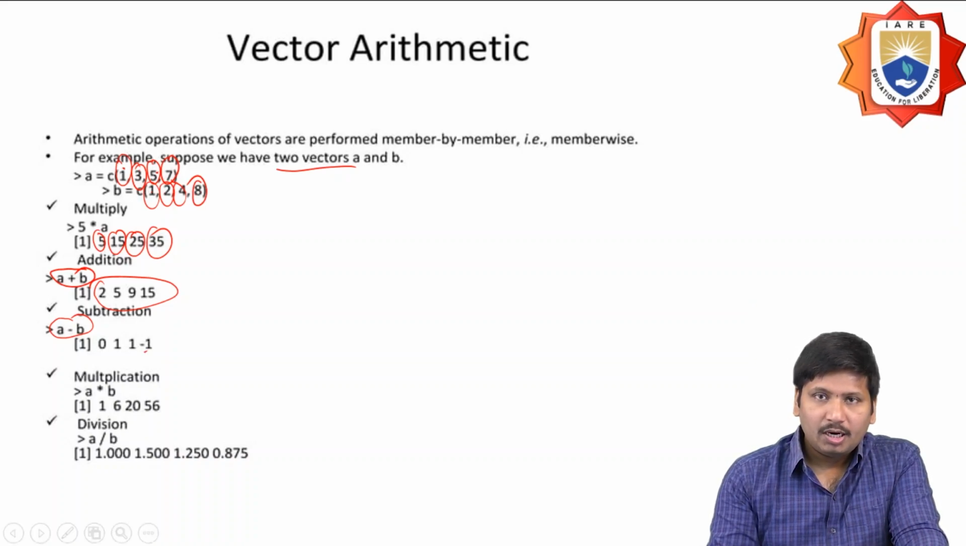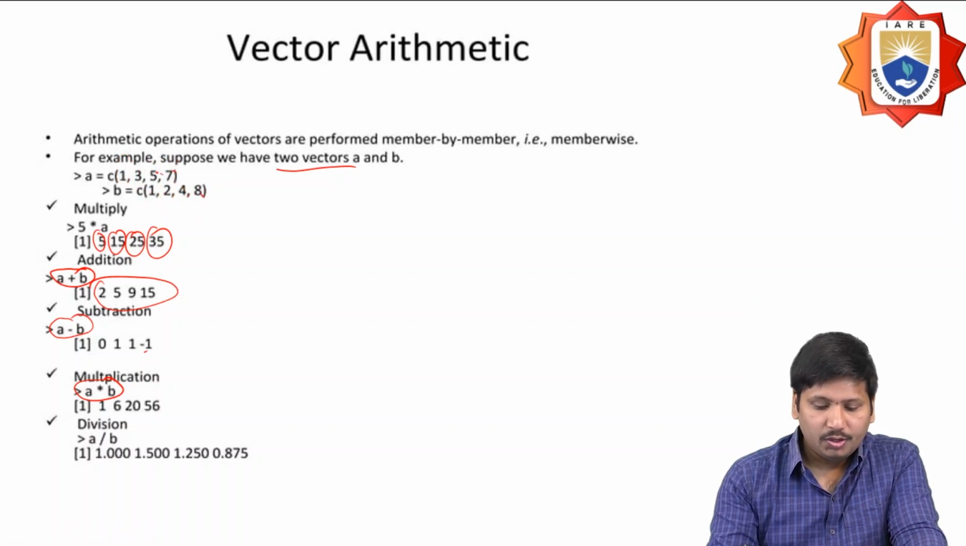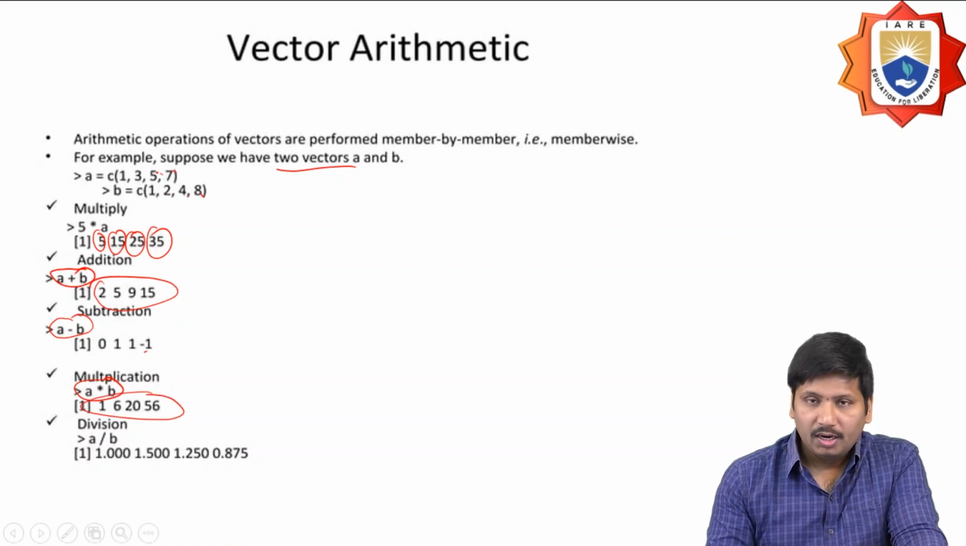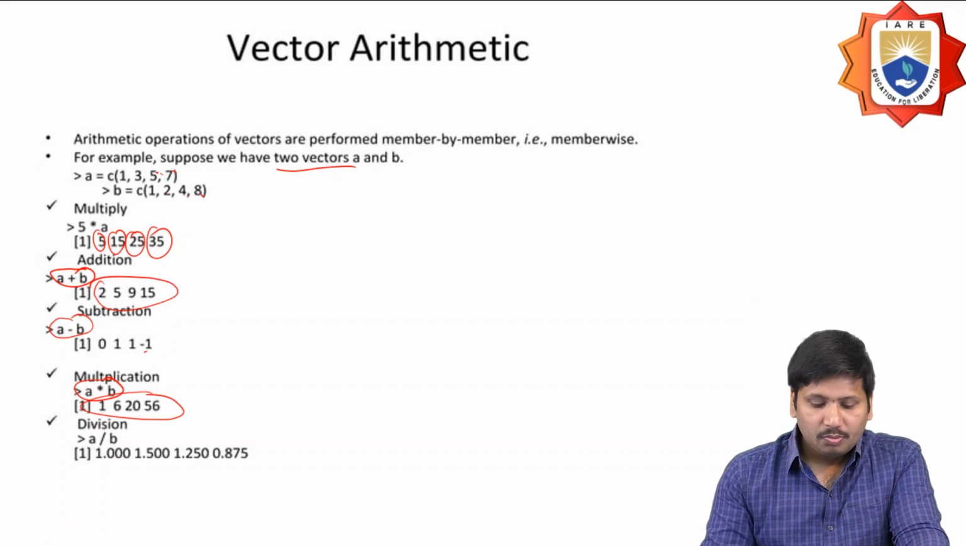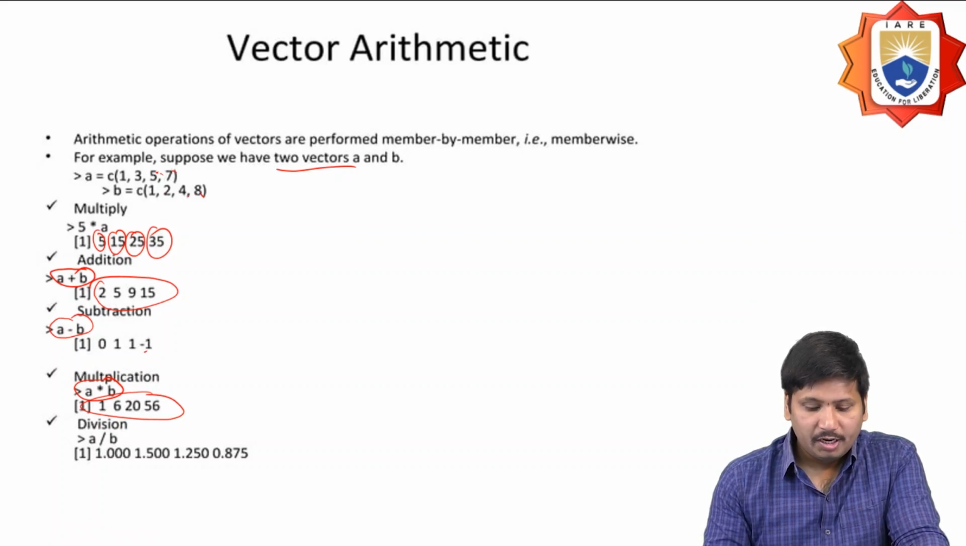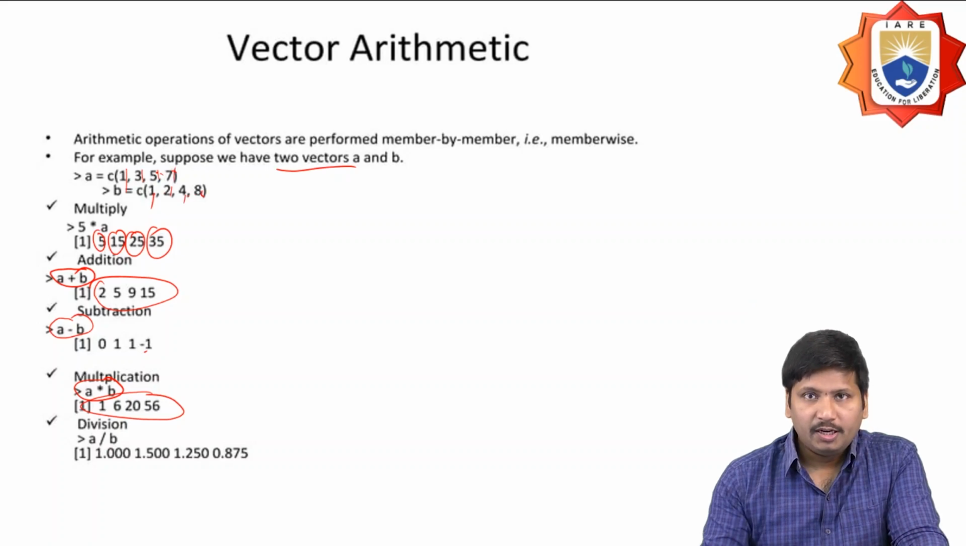I can multiply the two vectors as well, like a * b. So I can get 1 into 1, and then 3 into 2, 5 into 4, and 7 into 8. So I can get this value. Similarly, next one is the division operation. In division, I'm going to write a / b. So 1 divided by 1, and then 3 divided by 2, 5 divided by 4, 7 divided by 8.